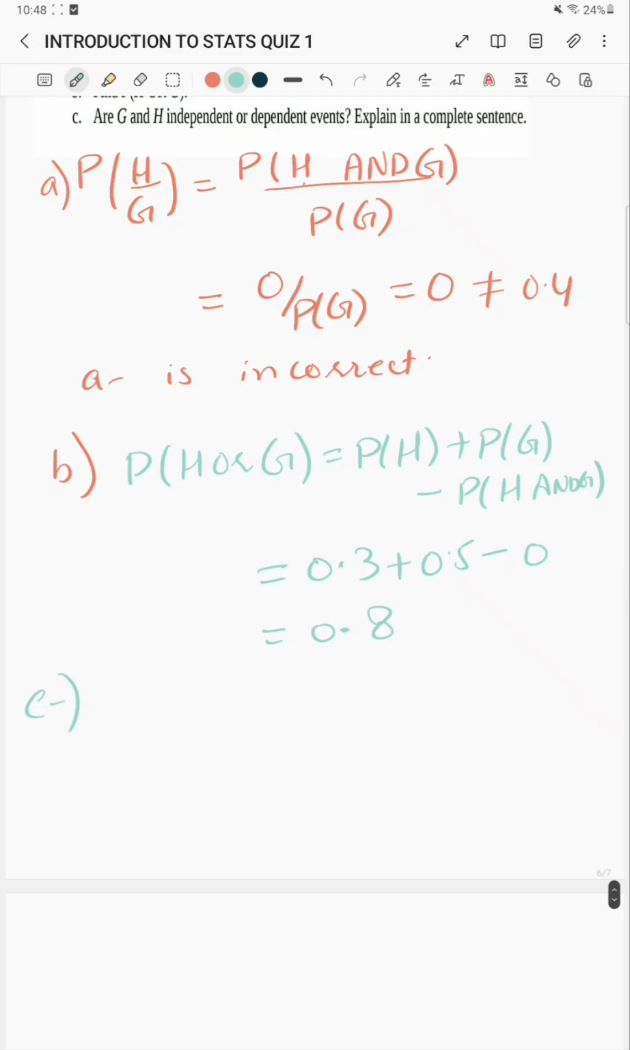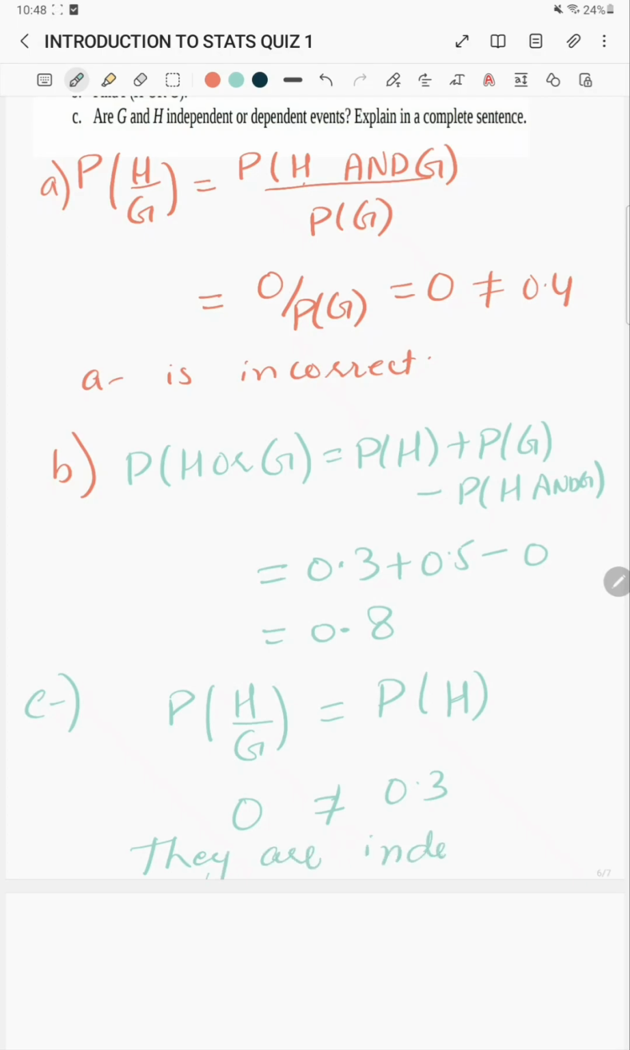Option C. Are H and G independent or dependent events? So for dependence or independence, what do we do? Probability of H over G should be equal to probability of H, and H over G is 0 and probability of H is 0.3, which are not equal. So no, they are just asking, are they independent or dependent? So you can write, they are not independent, they are dependent.